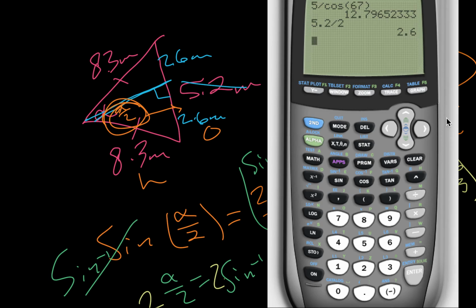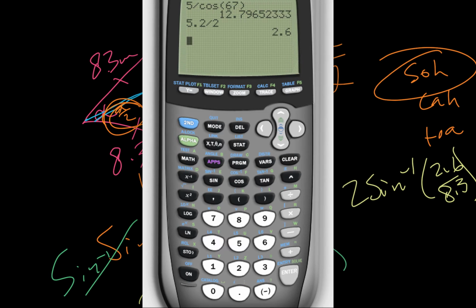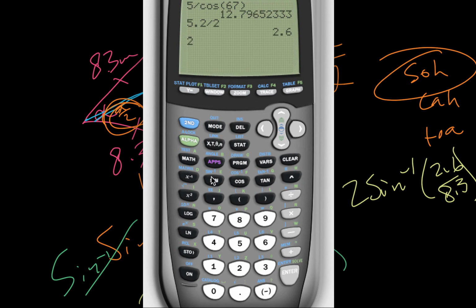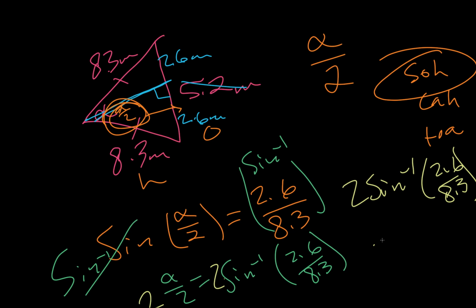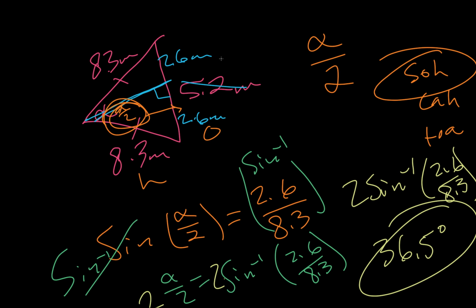Pull up our calculator. Move it out of the way. 2, second sine, which brings up our inverse sine. And then parentheses. Oh, it already started one for us. So 2.6 divided by 8.3. And we hit enter on that. And our degree measure would be 36.5. And that's our alpha, the value of alpha.